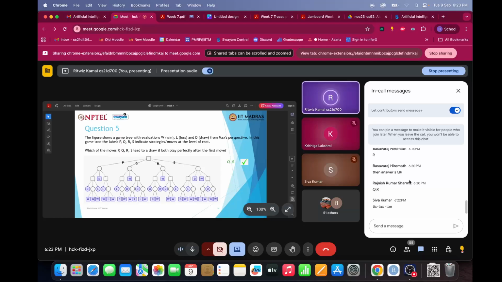So this was a simple game tree. We'll be discussing more involved game trees in the coming few questions. But shall we move on to the next few questions then?